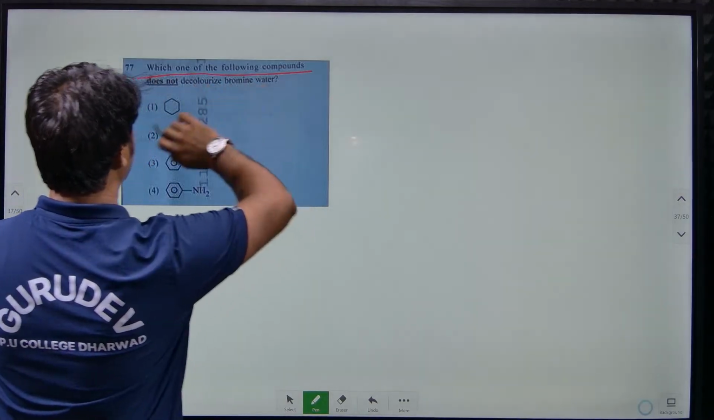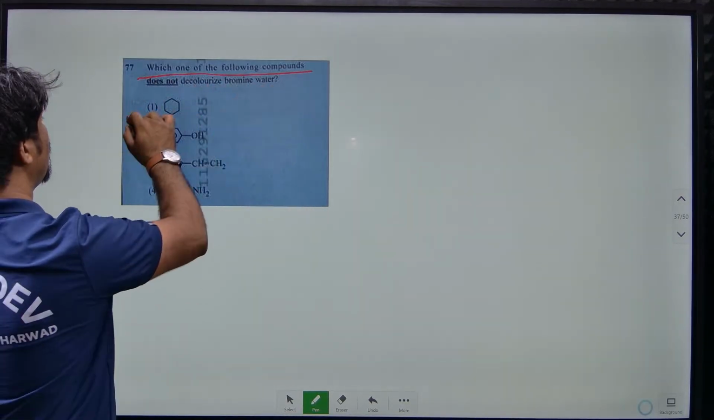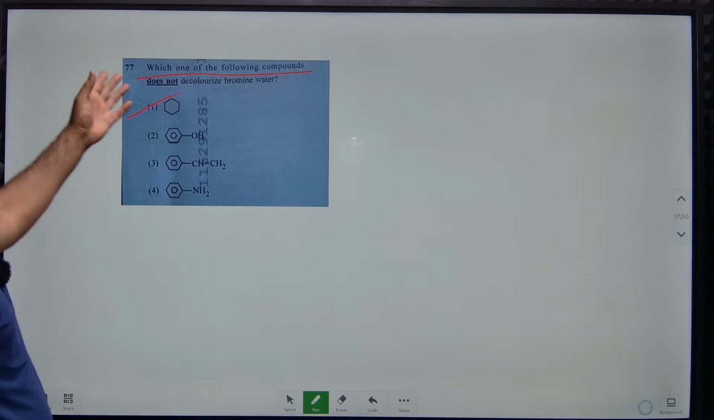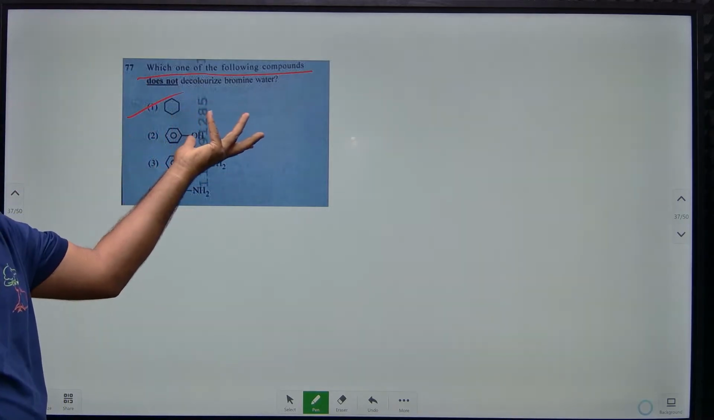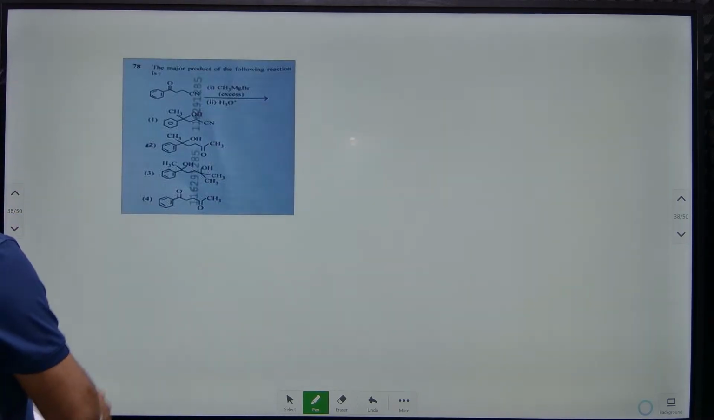Which one of the following compounds does not decolorize bromine water? Option 1 does not decolorize the bromine water because of no unsaturation. That's it. Well, go to question number 78.